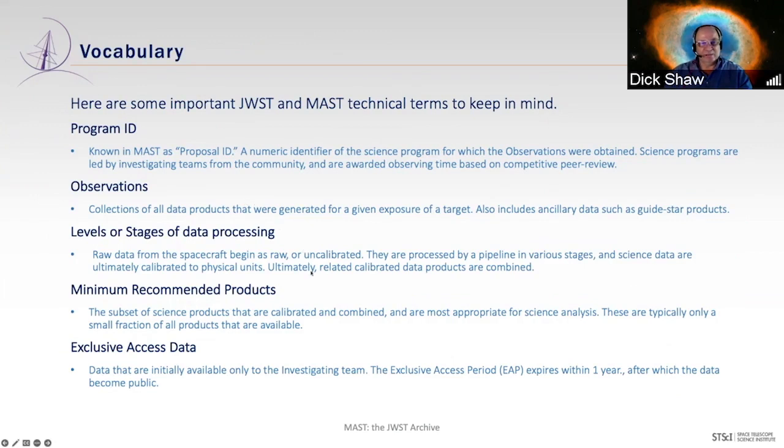There are recommended minimum recommended products. These are a subset of all that we consider under observations, big O observations. These are calibrated and combined products and are the most appropriate for immediate science analysis. These are typically only a small fraction of all products that are available. And finally, there's exclusive access data. When data come off the telescope, they are typically initially available only to the investigating team for a period of time. And that exclusive access period expires within a year, after which the data become public.